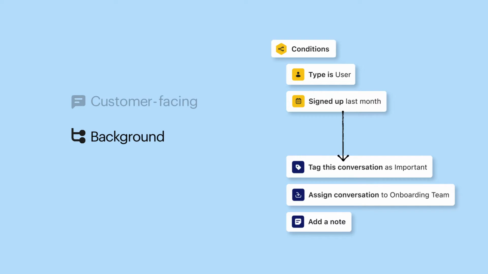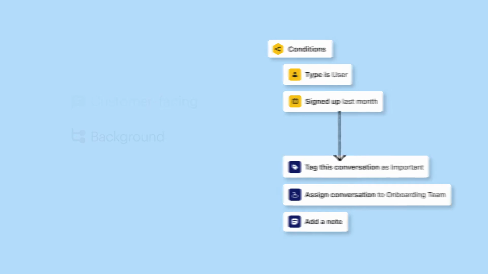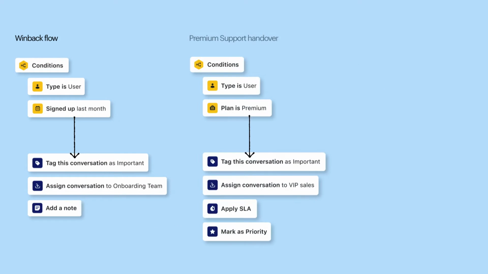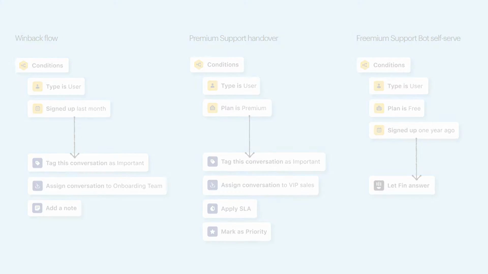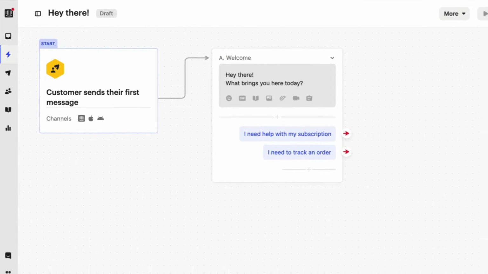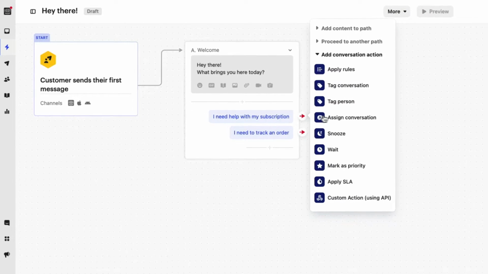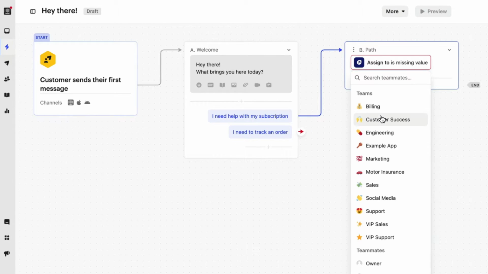By creating targeted workflows for different audience categories like new users, premium users or freemium users, or any category you require, you can create personalized journeys that deliver real value for your customers. You build workflows in our visual builder, where you can choose from a range of triggers, content, and actions to create any kind of automation you need.